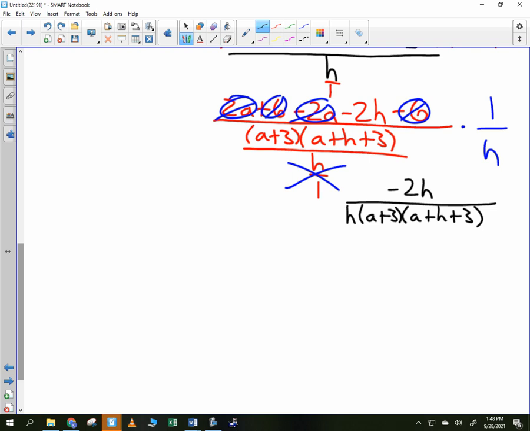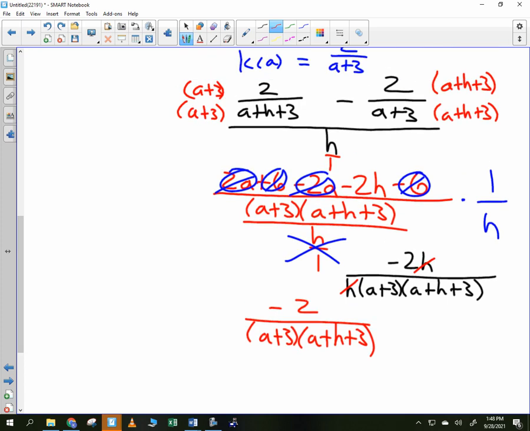Is that h finally going to cancel? It surely does. H is gone, leaving me with negative 2 over a plus 3 times a plus h plus 3. What's that? So the 2 is negative because when you distribute it here, better?